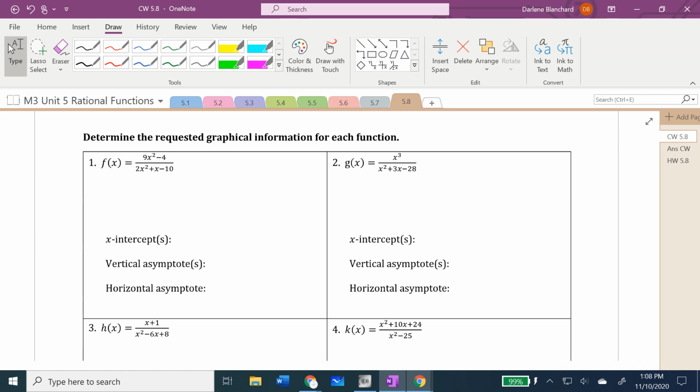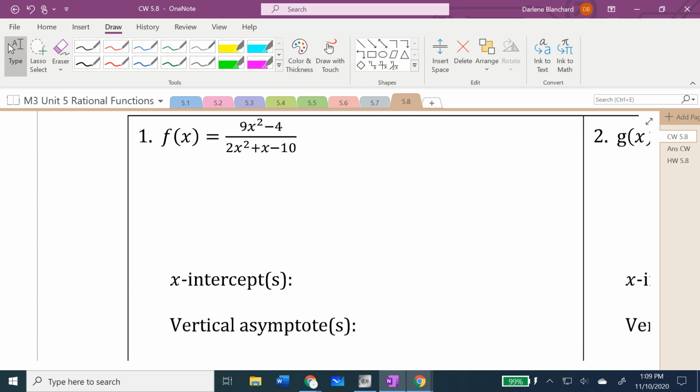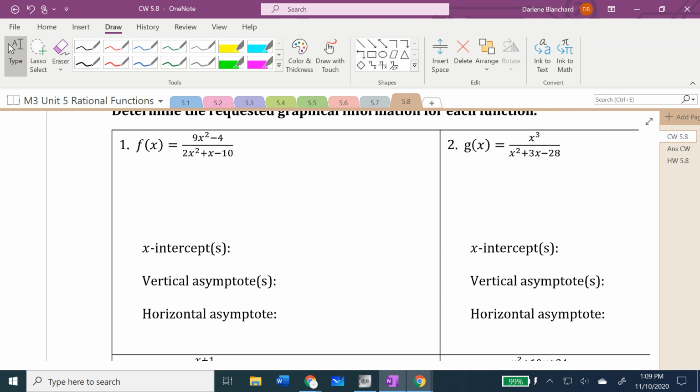So let's do these problems together. Number 1. Let's start with our new thing. Our new thing is horizontal asymptote. For number 1, is the degree of the numerator the same as the degree of the denominator? And then you guys said yes. Yeah, the numerator polynomial is degree 2. The denominator polynomial is also degree 2. And I just highlighted what tells us that it's degree 2. That means that it has a non-zero horizontal asymptote.